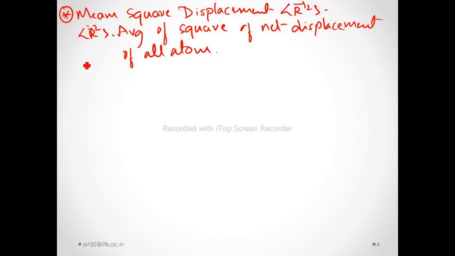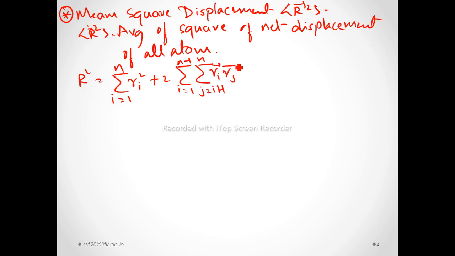Let's derive an expression for this one. I will write the first expression, then I will derive it. That's the best way. R square is given as the summation of i equal to 1 to n of Ri square, plus 2 times the summation of i equal to 1 to n minus 1, j equal to i plus 1 up to n, of Ri bar Rj. Here Ri and Rj are the magnitudes of the ith and jth jump vectors. This is the final equation, which is very important.